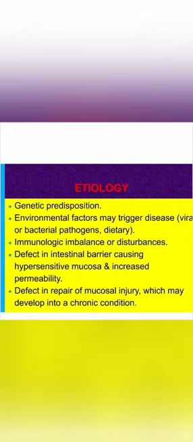And next we move on to the etiology. In this etiology, the common factor is genetic predisposition. Environmental factors may trigger the disease, like bacterial and viral pathogens and dietary habits, and immunological imbalance or disturbance, defect in the intestinal barrier causing hypersensitive mucosa and increased permeability, and defect in the repair of mucosal injury, which may develop into a chronic condition. These are the factors that may cause ulcerative colitis.